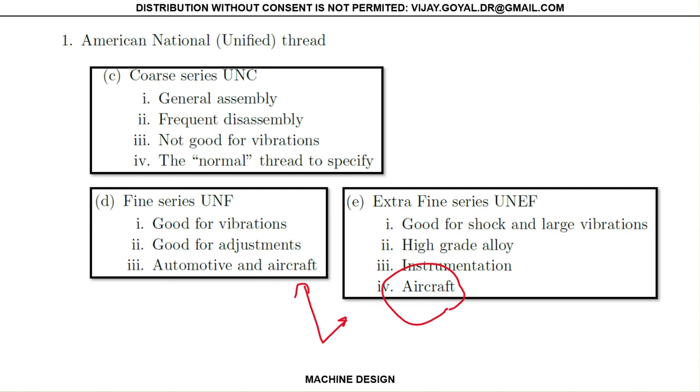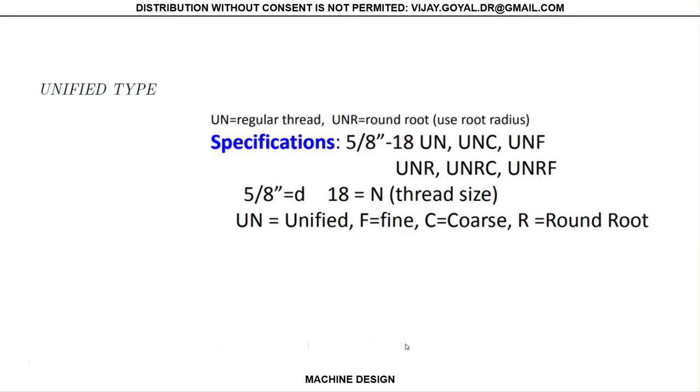Okay, so there are some specifications, and we need to understand the terminology here. Typically, the first thing that you have here just tells you what the diameter is. I'm going to go to the next chart and show you how it works. Then the second number is the thread size, sorry, the pitch. So this is the diameter, the thread size, and all these letters just tell you this is unified series, this is fine, this is coarse, this is round root.